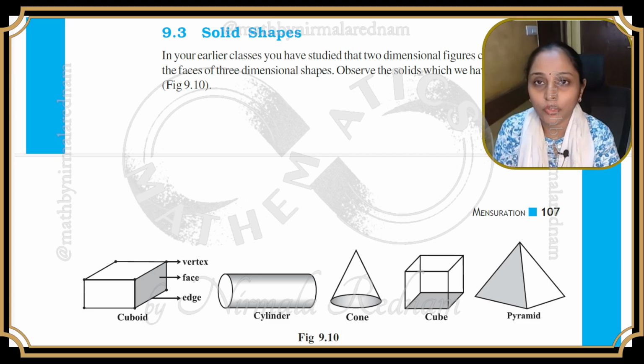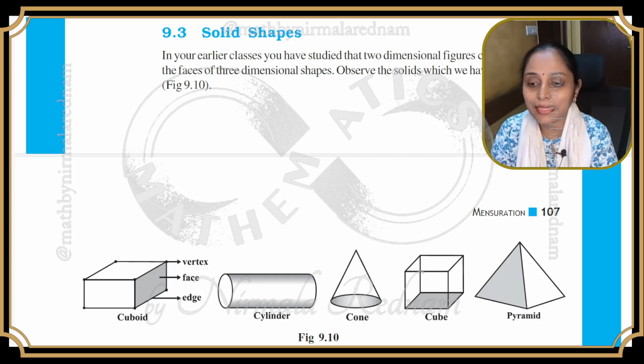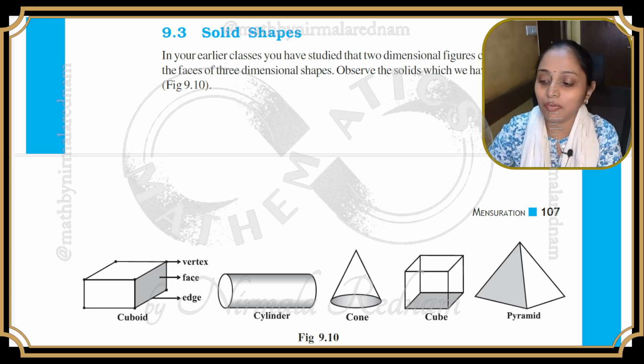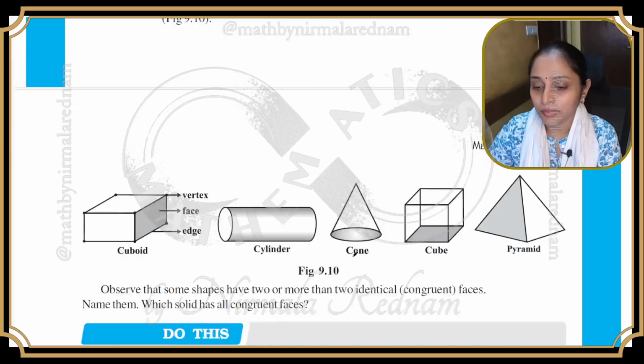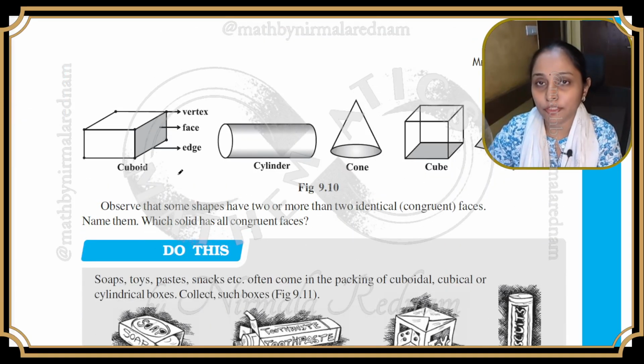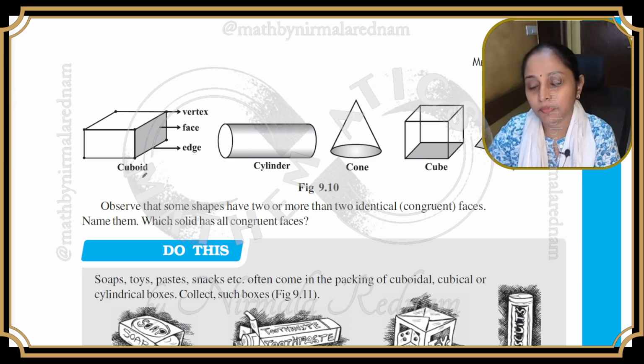Now we are coming to three-dimensional figures, which need three dimensions, three independent parameters to define, and these lie in space, three-dimensional space. They are not confined to a plane anymore, right? Now here they have given few figures. These are few examples of three-dimensional solid shapes: cuboid, cylinder, cone, cube, and pyramid.